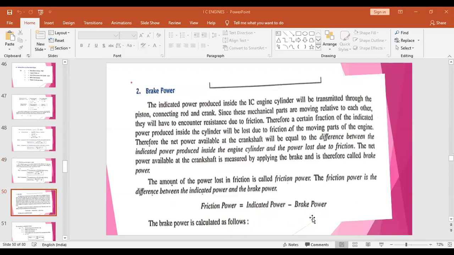Next, come to the point. Very, very important. Almost all the question papers, you have to calculate brake horsepower. Brake horsepower. All of you have seen the braking system in a two-wheeler or a four-wheeler. How much power is lost?